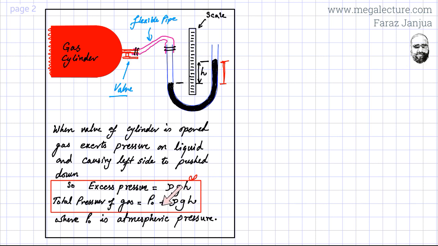So we add these two, and why are we adding? Because on this side, atmospheric pressure and this liquid pressure together are compensating the pressure of gas. So these two together are equal to gas pressure. So atmospheric pressure and excess pressure equal the total pressure of gas in the container. This is how we solve these questions.